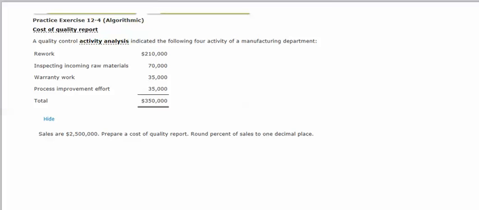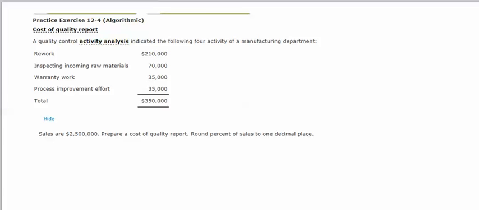This is exercise number 1 for chapter 12. This chapter requires a lot of terminology and understanding that. We're going to be defining such things as value-added, non-value-added type costs.